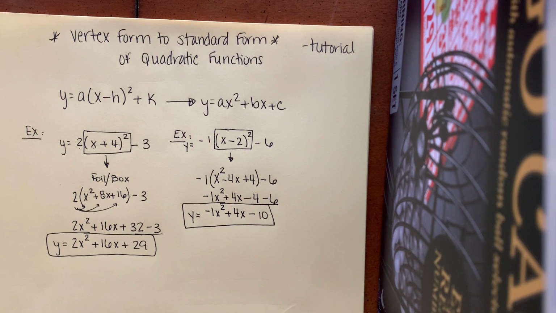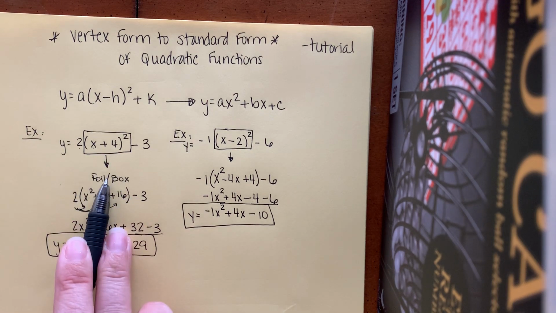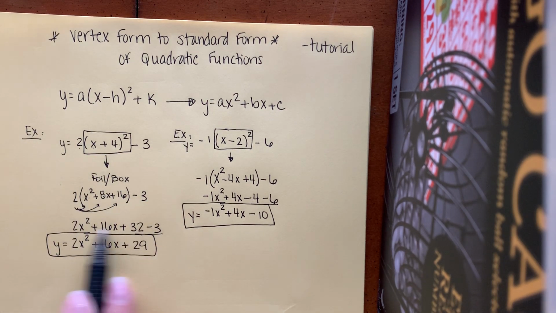And that is the quick tutorial on vertex form to standard form. Make sure you box or FOIL, distribute, and combine like terms.